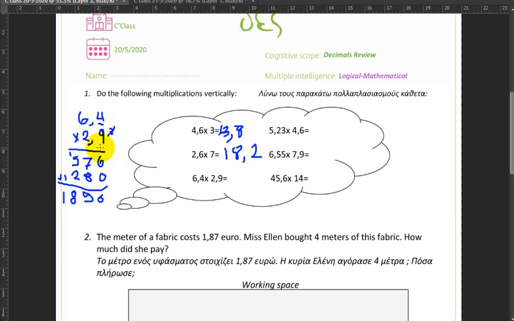And I have 2 numbers to the right of the decimal points. So in my answer, it needs to be here. I have 2 numbers to its right. So my answer is 18.56. Then we have 5.23 times 4.6. Let's do that here.